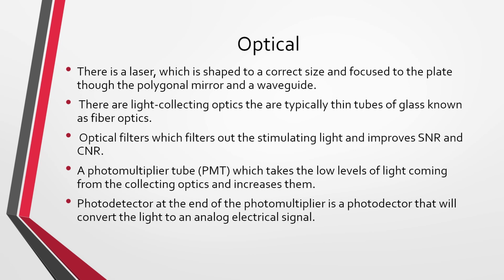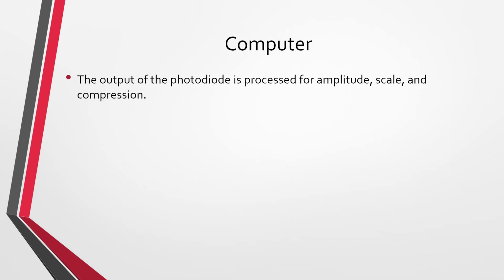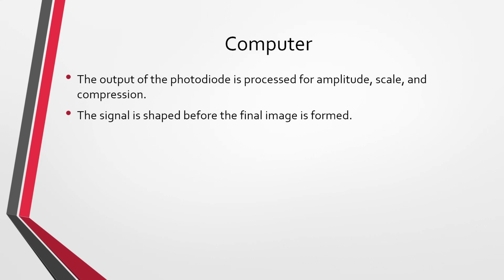The computer works digitally. It doesn't necessarily understand analog signals at all. The output of the photodiode is processed for amplitude, scale, and compression. The signal is shaped before the final image is formed. Then the signal is digitized. An analog to digital converter is used to do this, as we talked about. So these steps are done before the computer.